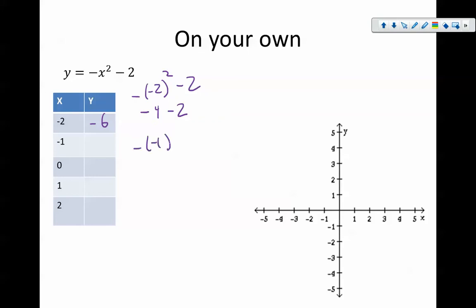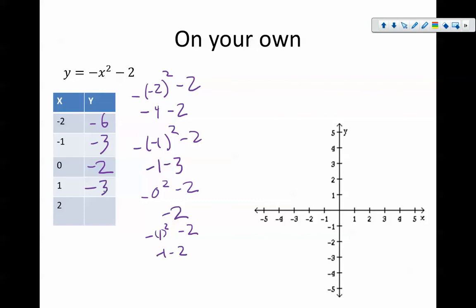It's going to be the same thing with this -1. -1 times -1 gives us +1, times a negative is -1. So that's -3. This is 0 squared minus 2, which gives us -2. Plugging in +1 is going to give us the same result. 1 times 1 is 1. 1 times negative is -1, giving us -3.